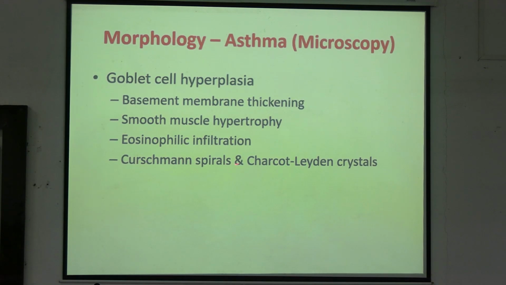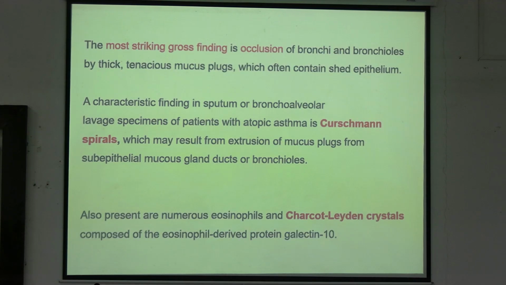And Curschmann spirals and Charcot-Leyden crystals. This is very important. This is specific of asthma. So what are Curschmann spirals? A characteristic finding in sputum or bronchoalveolar lavage specimen of patients with atopic asthma is the Curschmann spiral. It results from extrusion of mucus plugs from subepithelial mucus gland ducts or bronchioles.